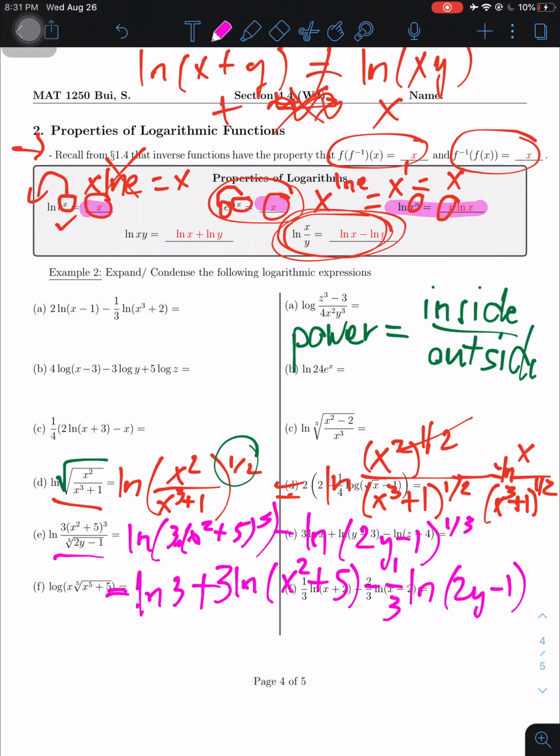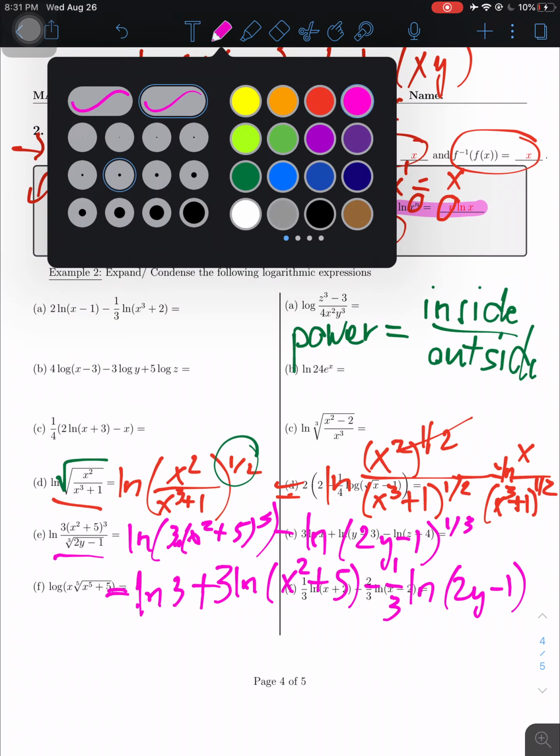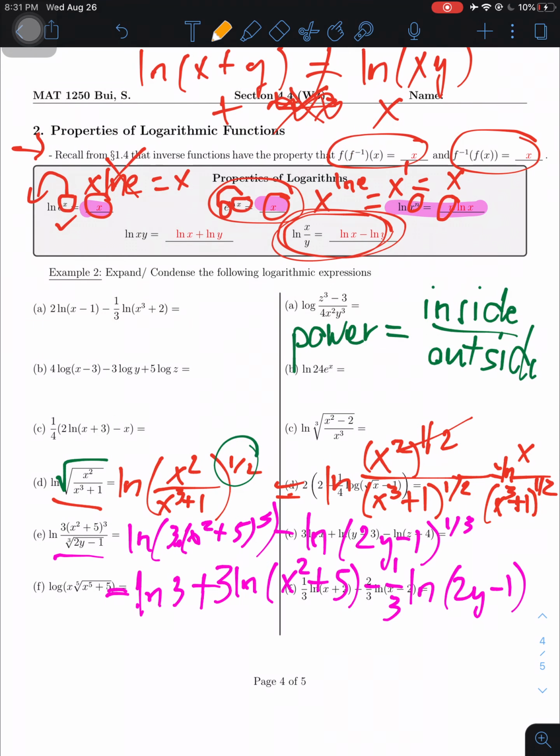Okay, and as for F, let me put it in orange. For this one we have multiplication between x and the group, so we're gonna have log, because in this one it starts with log, not ln of x, and then because it's multiplication, we're gonna write plus.